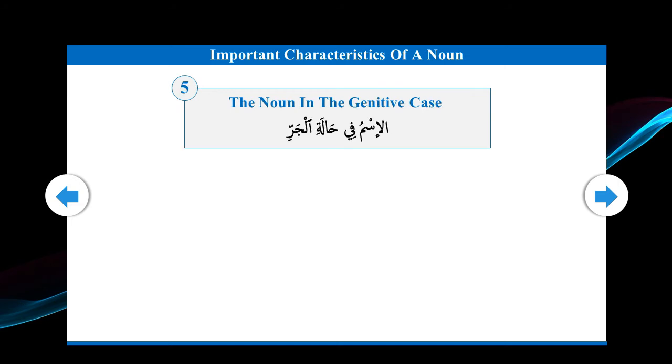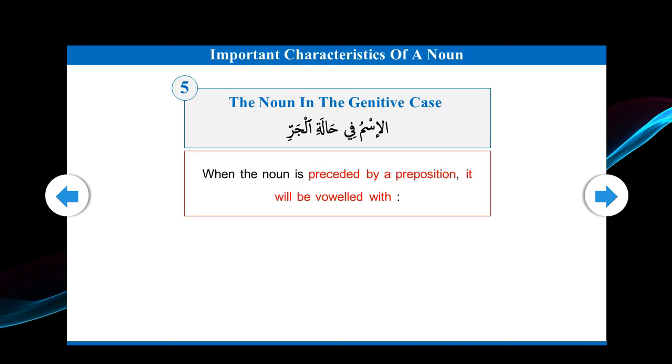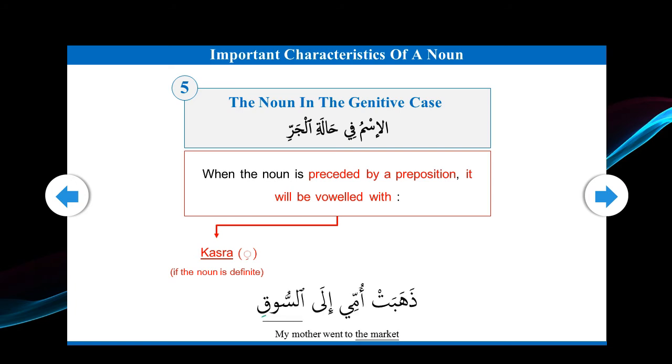The noun in the genitive case. When the noun is preceded by a preposition, it will be voweled with kasra if the noun is definite. Like for example, dhahabat ummi ila as-suq, my mother went to the market.